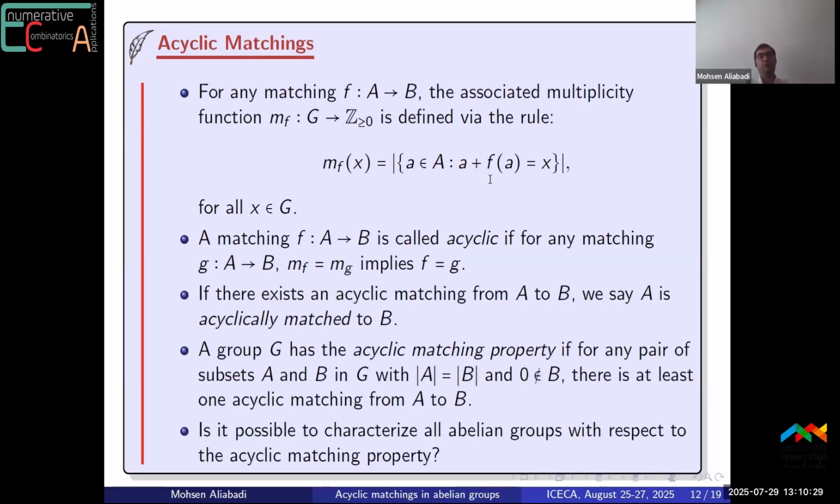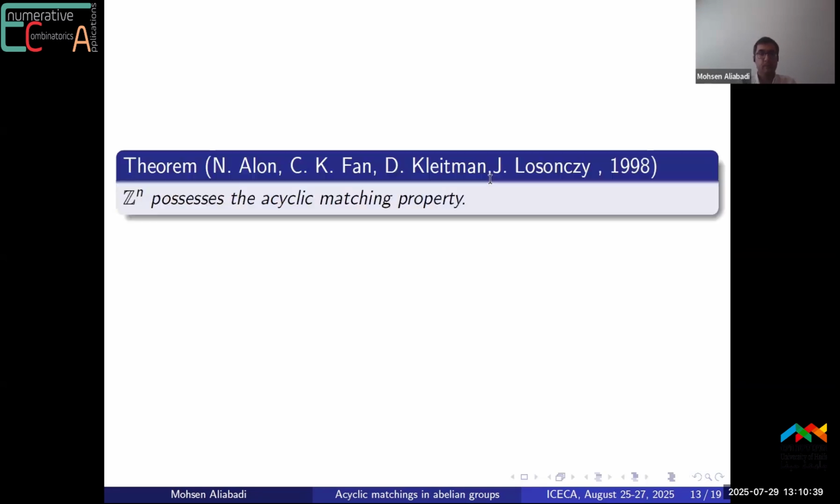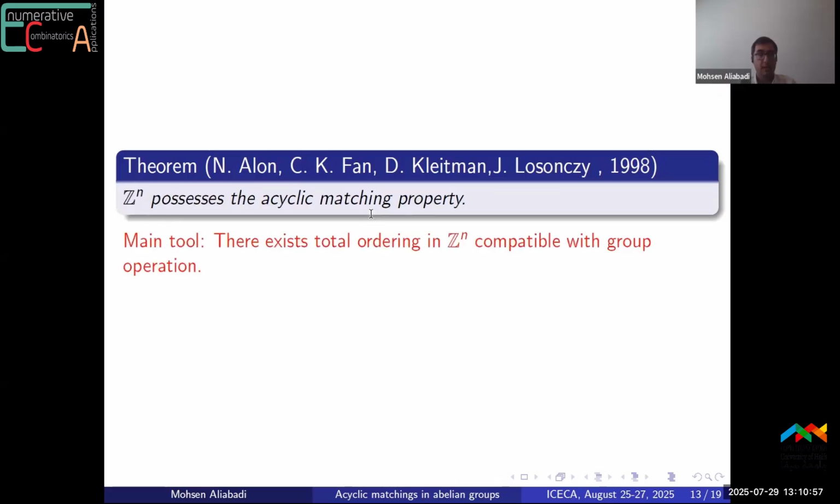And again, a natural question here is to ask whether we can characterize all abelian groups with respect to the acyclic matching property. So this question was studied in 1996 by Alon, Fan, Kleitman, and Losonczy, and they characterized the acyclic matching property for the additive group Z^n. Z^n possesses the acyclic matching property. And the main tool they used was a nice total ordering in Z^n, which is compatible with the group structure.